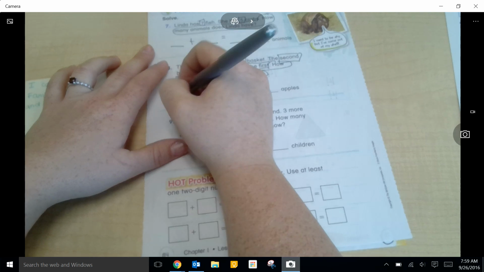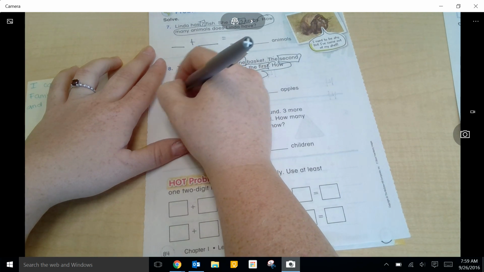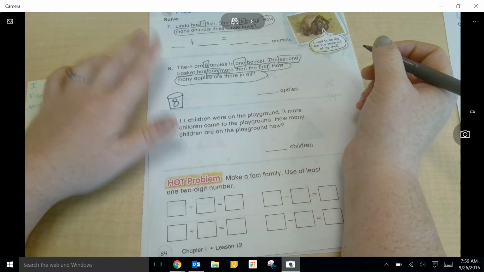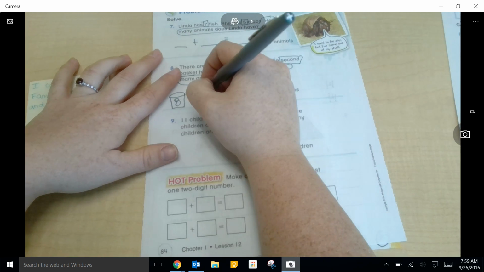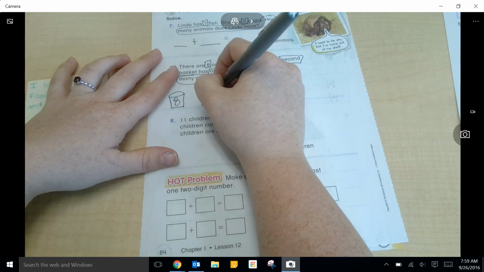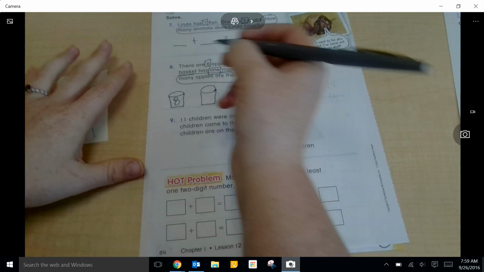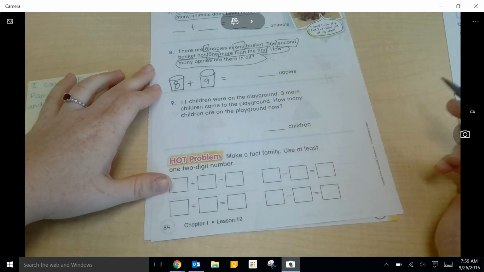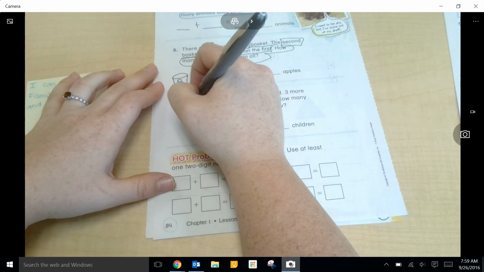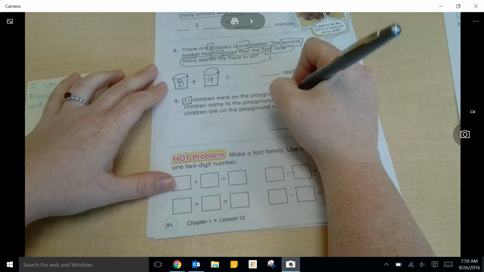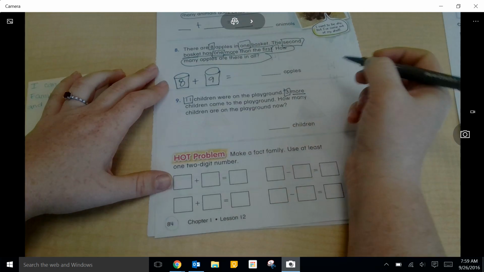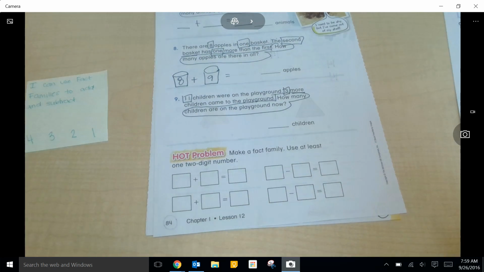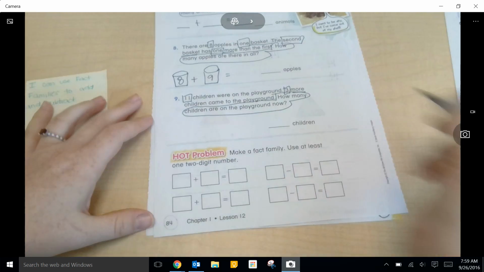So the first basket, I'm going to draw a picture this time, has 8 apples. The second basket has 1 more than the first. 1 more than 8. I'm going to punch it up. 8, 9. Find your answer. 11 children were on the playground. 3 more children came to the playground. How many children are on the playground now? Right. Number sentence.